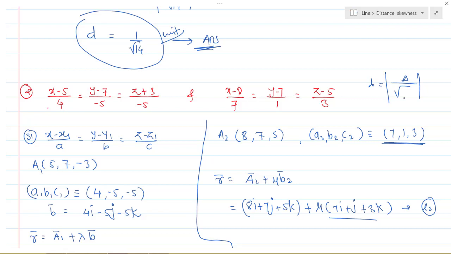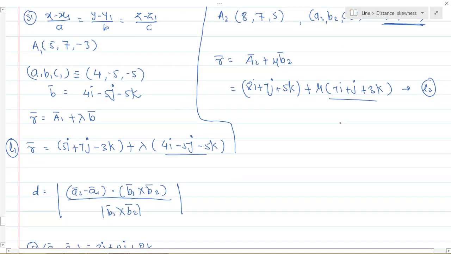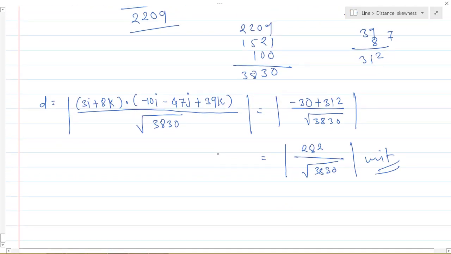Okay, perfect. So with this we have solved question number 7, and now let's find out the last question of this exercise, which is question number 8. Okay, a little bit good question.